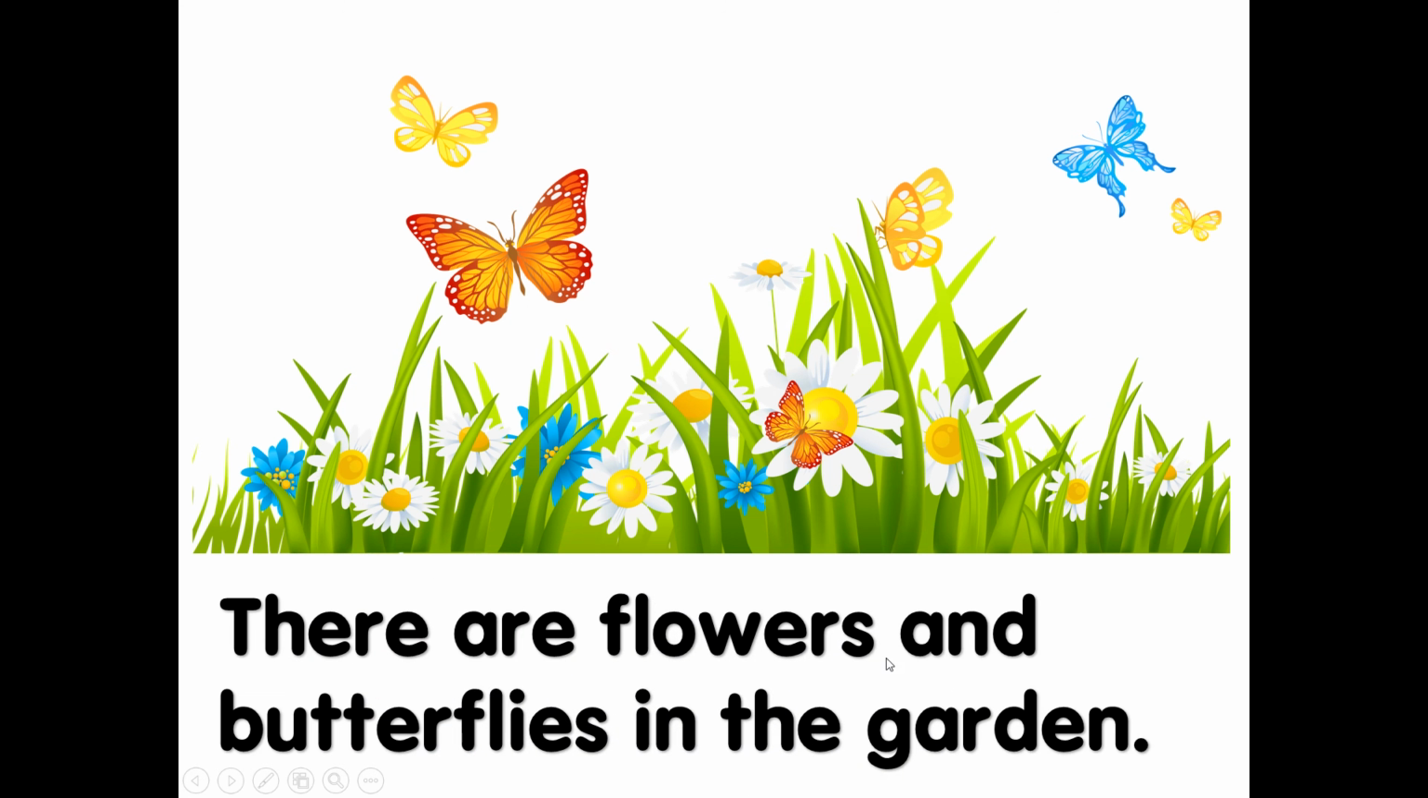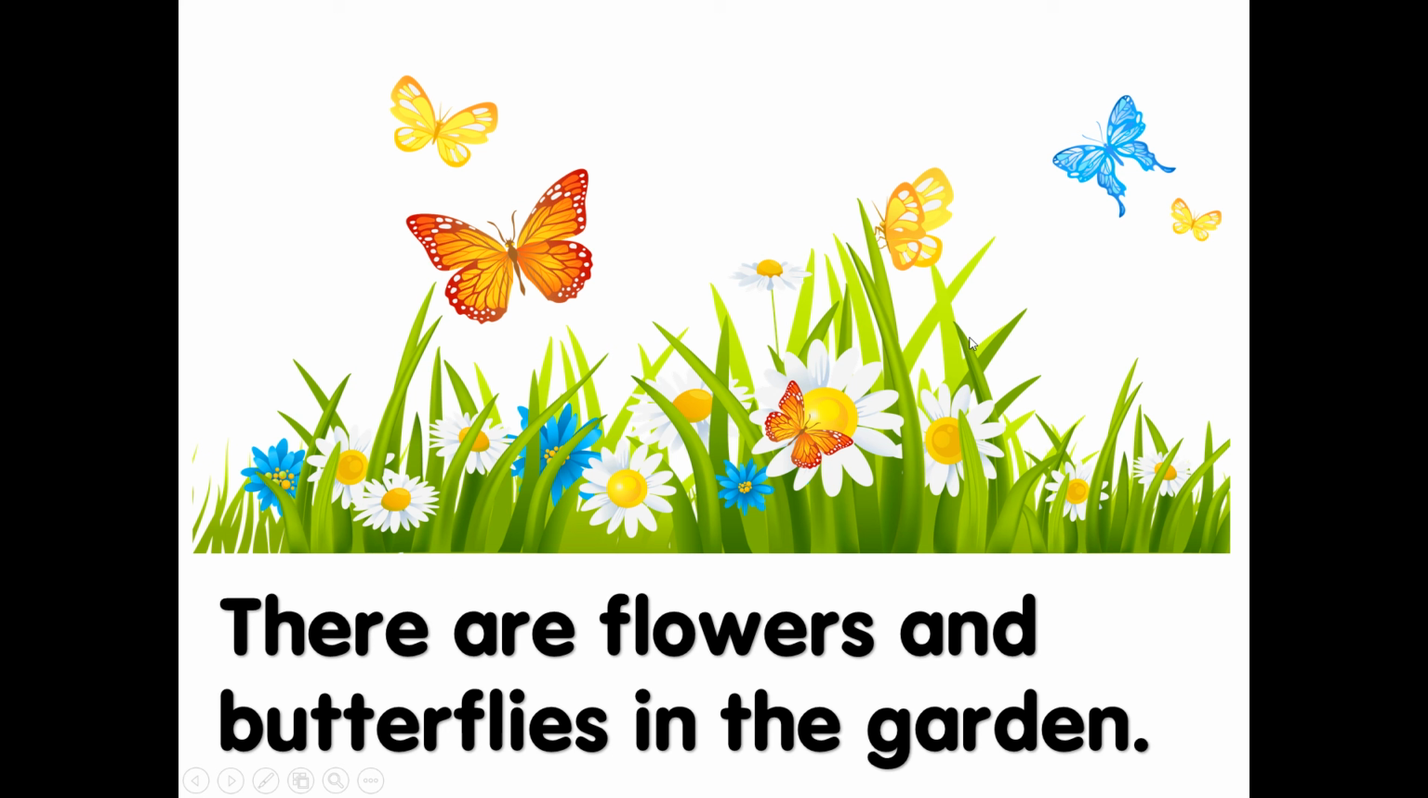What is this? This is a garden. So in the garden, what can you see? What insect is this? These are butterflies. So how many butterflies? 1, 2, 3, 4, 5, 6. 6 butterflies. So in the garden having butterflies and what else? You can see flowers. So there are flowers and butterflies in the garden.